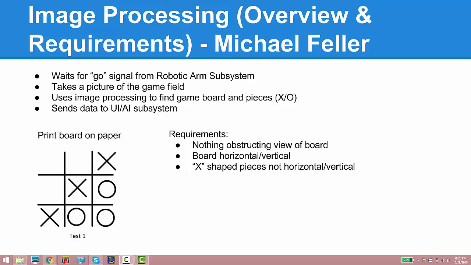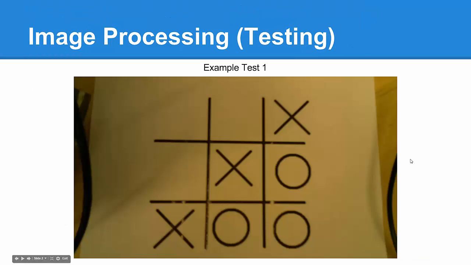The system is able to process a picture taken of a piece of paper with a board and pieces printed on it. It can do so successfully as long as no other large artifacts are placed on top of the board. The board must be oriented horizontally and vertically within 5 degrees. The X-shaped pieces cannot be placed horizontally and vertically, and the pieces must be placed inside the board sections.